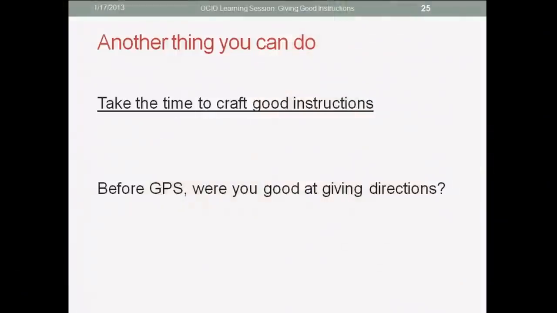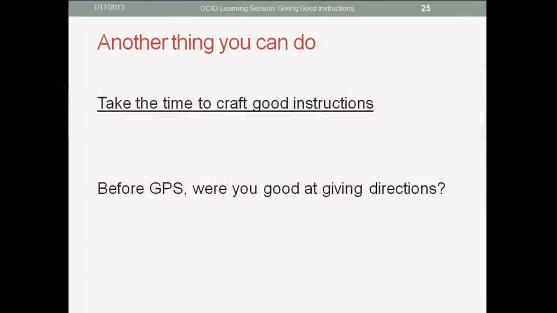Just ask yourself this question. Before GPS, of course, were you good at giving directions to your house or to wherever you had the place to go? Let's see a show of hands: how many people think they were good at giving directions? Okay, how many people had some problems giving directions?